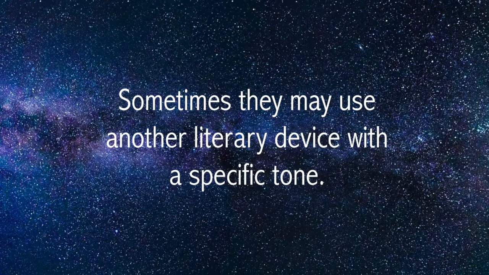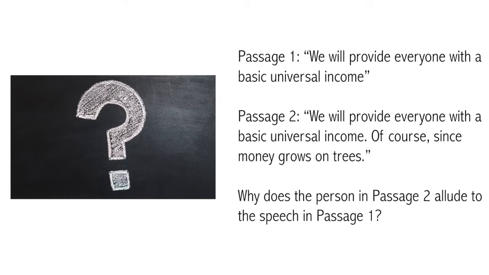Sometimes the purpose of a literary device will depend on the tone in which it is used. So here I mean universal basic income, not basic universal income. Apologies for that. But if passage 1 includes a speech saying we will provide everyone with universal basic income, and passage 2 repeats this but also adds, "of course, since money grows on trees." So the purpose over here of alluding to that is to point out the ridiculous nature of it, because here the tone is sarcastic, and therefore it kind of defines the purpose of the allusion. It is just to simply mock the idea of being able to provide everyone with a universal basic income.